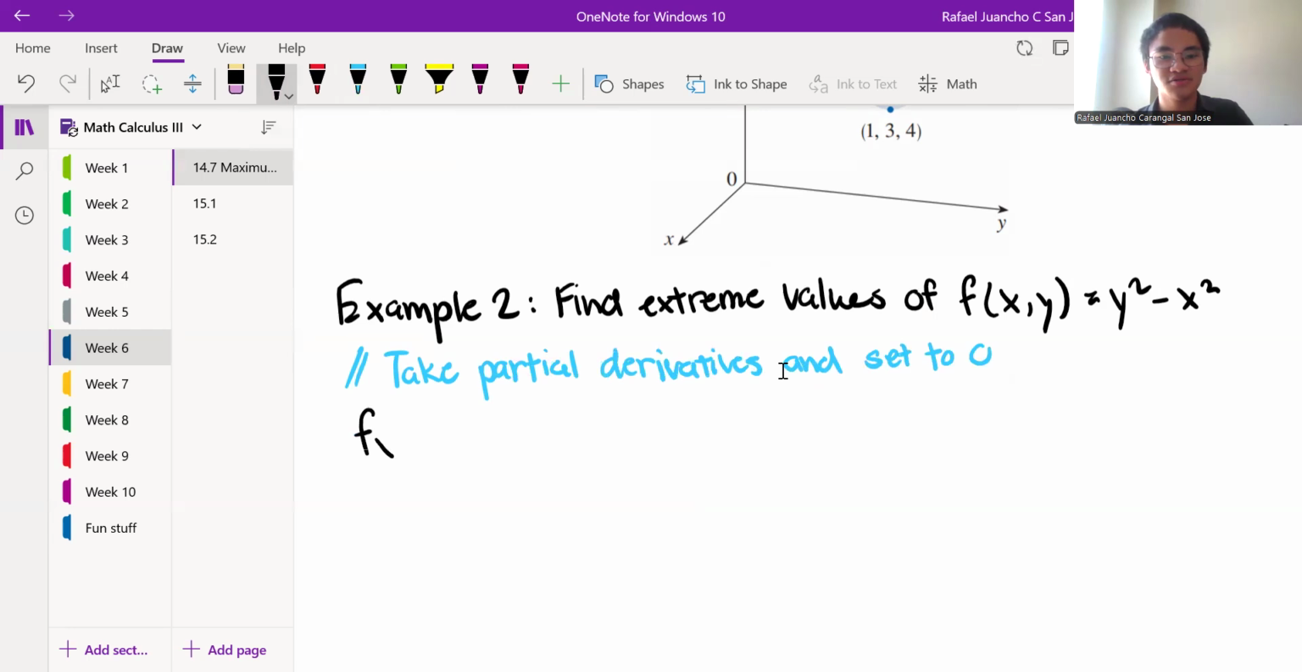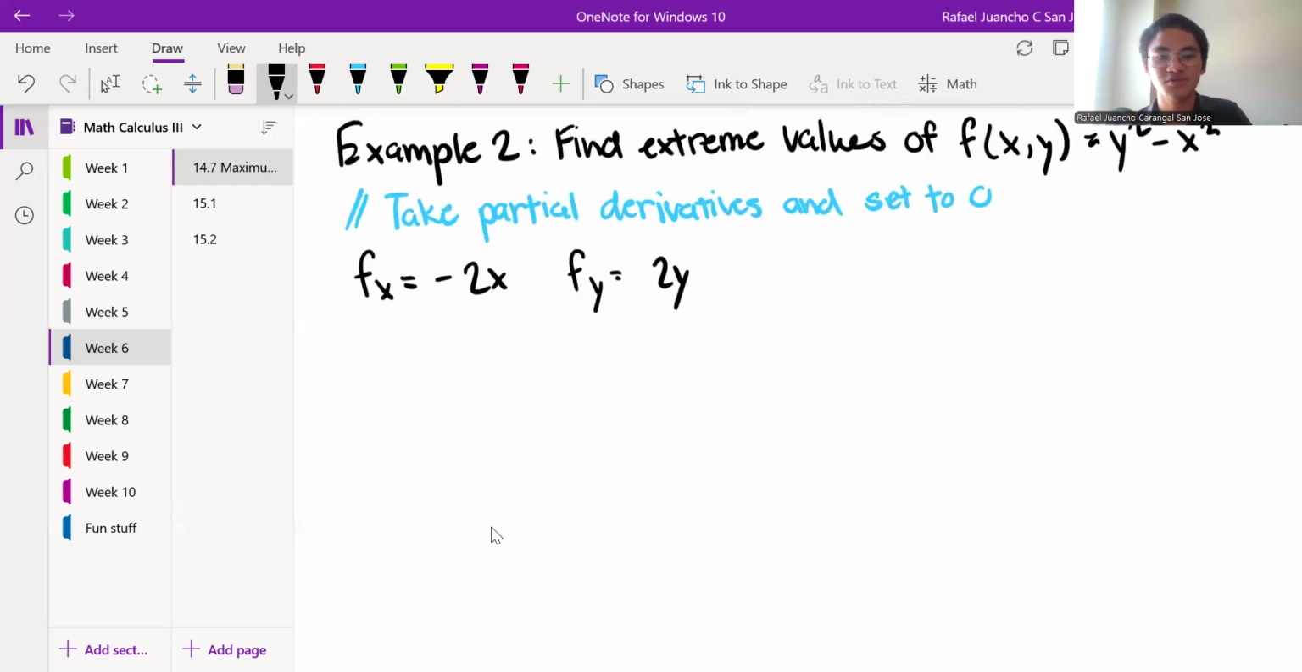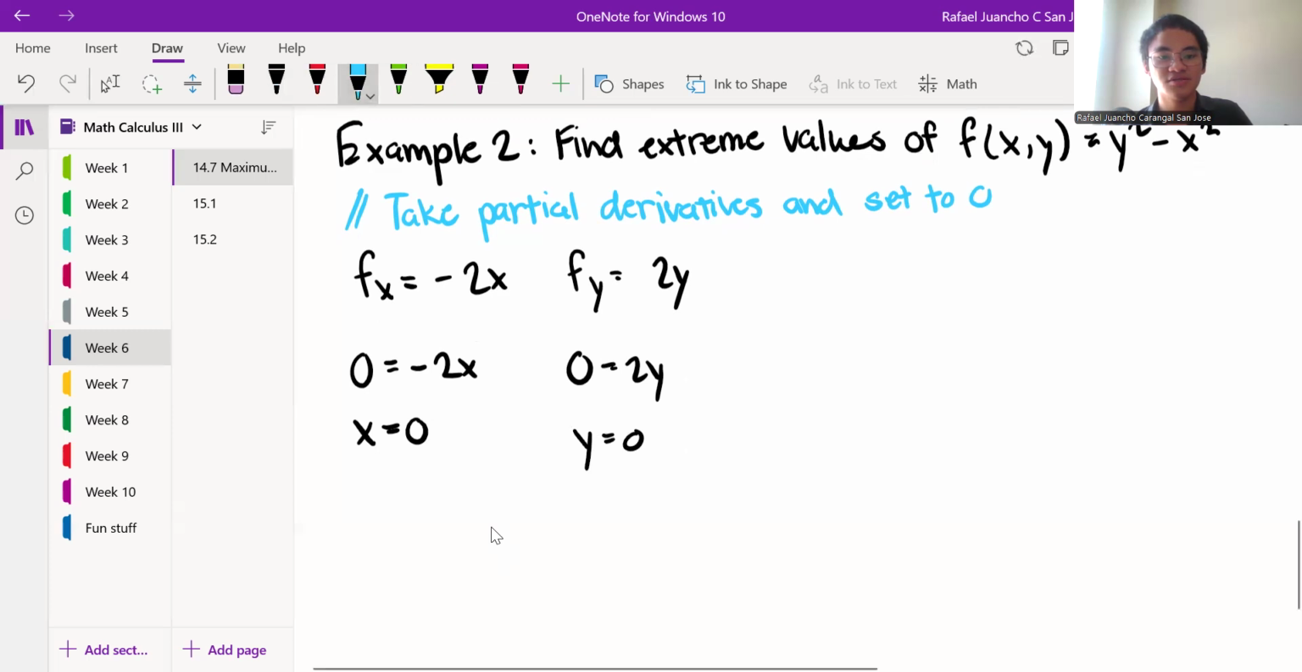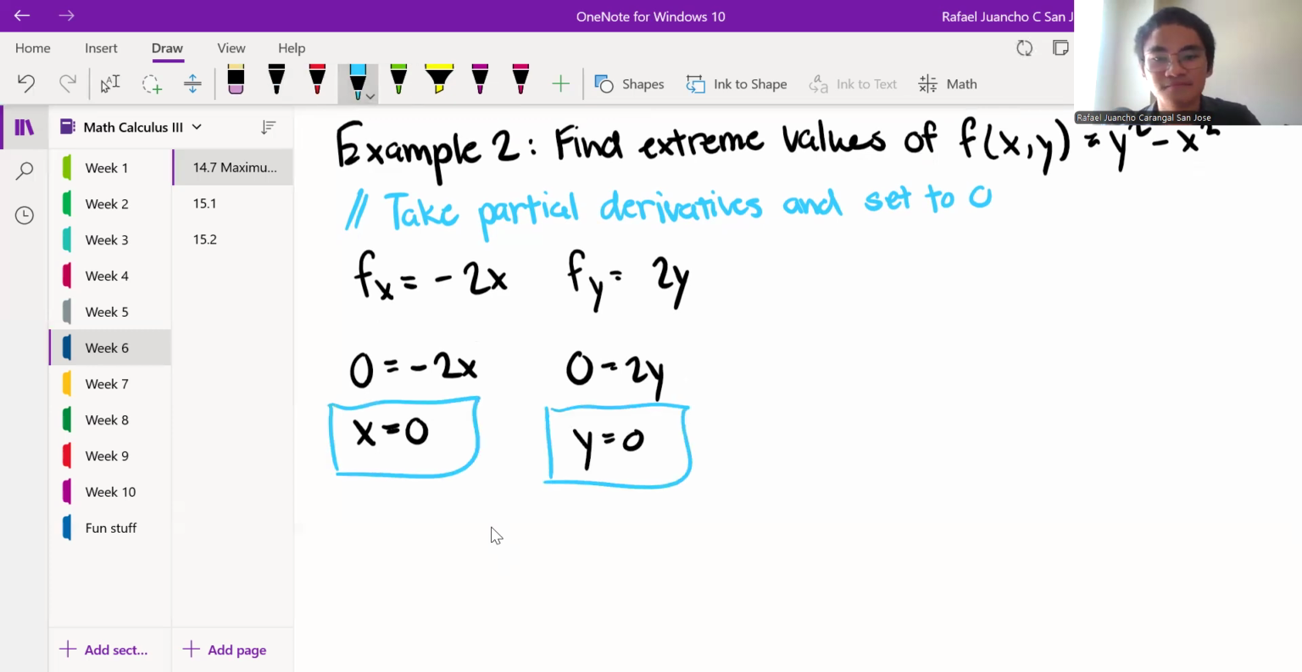So we just get their partials. Well, in this case, this is what? Minus 2x, 2y. Then we set them to zero. x is zero, y is zero. And so those are our critical points. We're actually done with that, right?